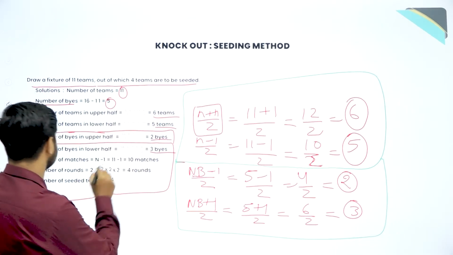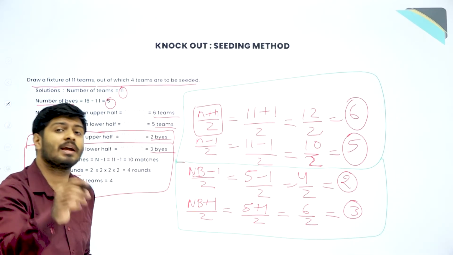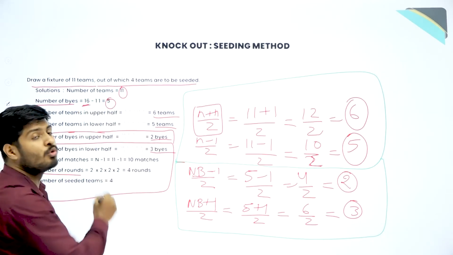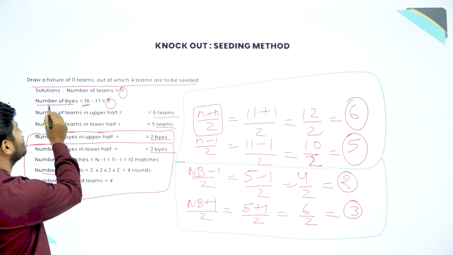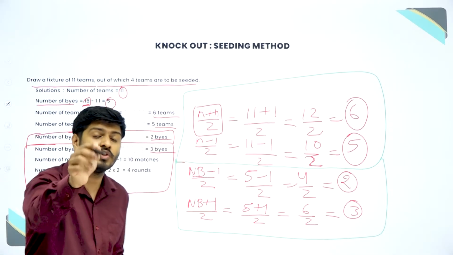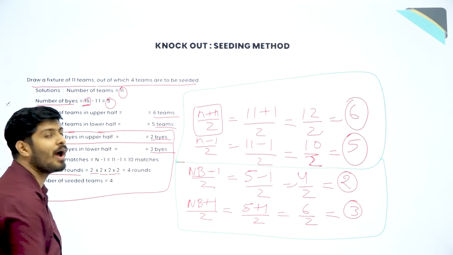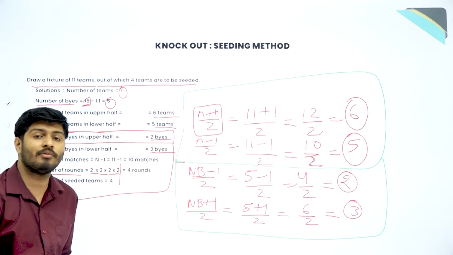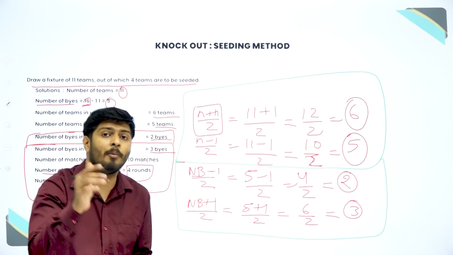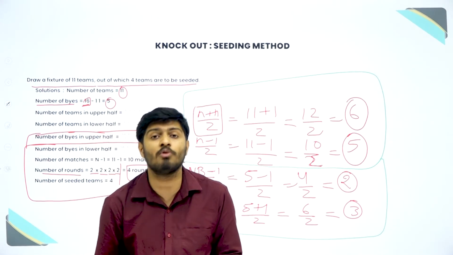Now, how many rounds will we have? The total number of rounds is based on the same power you took. You took 2 to the power 4 when we calculated the byes, to get 16. So you multiplied 2 four times, 2 into 2 into 2 into 2, right? So that's why we will get 4 rounds. Okay? Whichever power of 2 you are taking, the total number of rounds will be decided based on that.